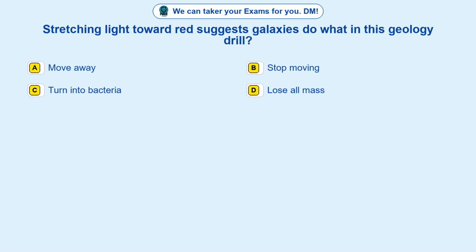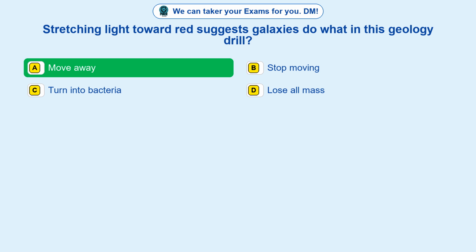Question 94. Stretching light toward red suggests galaxies do what in this geology drill? Option A, move away. Option B, stop moving. Option C, turn into bacteria. Option D, lose all mass. The correct answer is option A.